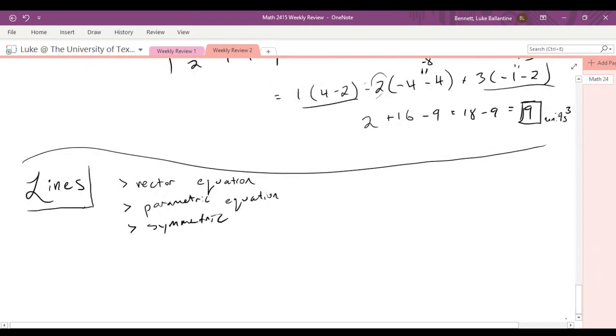So if we have, this is in R3, of course. If we have our z-axis, our x-axis, and our y-axis, and we have a line traveling through space.